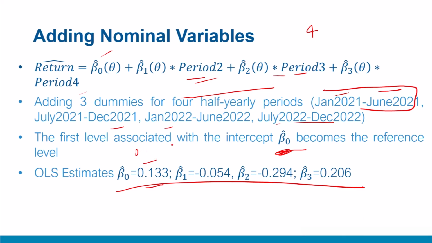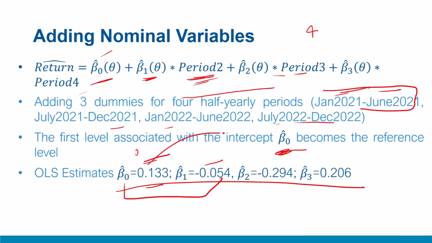So these are our returns in the first period. Now, subsequently, if you want to know the second period return, you need to add its coefficient to the reference category. That means for period 2 return, this beta 1 value of minus 0.054 is to be added to beta naught, and this combined will be your period 2 return.